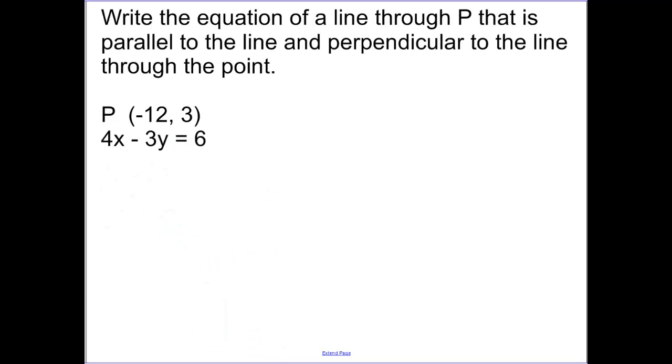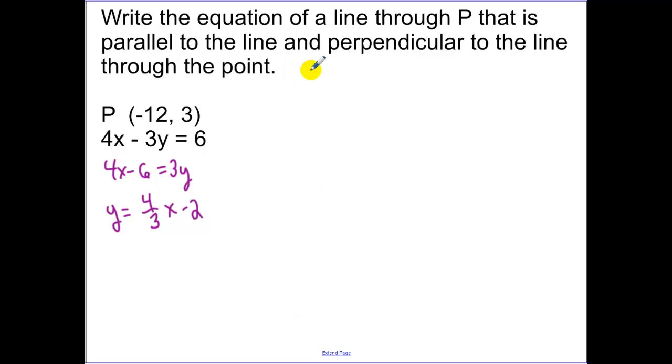Okay, our first example is to write the equation of a line through P that is parallel to the line and perpendicular to the line through the point. So I need to solve this bottom equation, which is in general form, for y, so I can figure out what my slope is. So I subtract 6 and add 3y to both sides. Now solving for y, I get y = 4/3 x - 2.